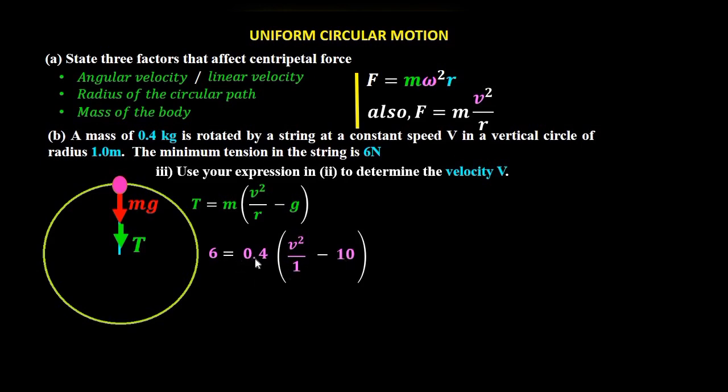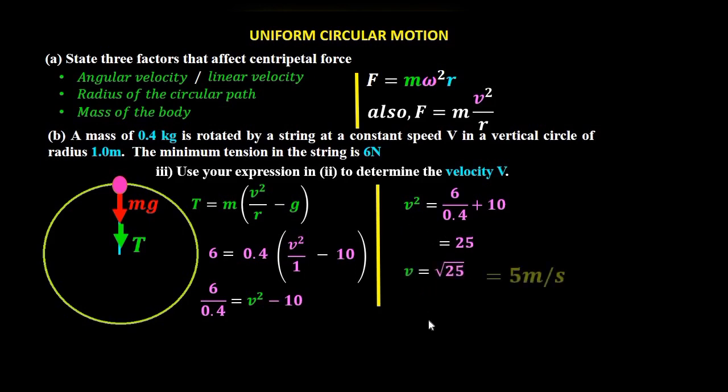Now with this, if we divide both sides by 0.4, we are going to have 6 over 0.4 is equal to v squared minus 10. Remember, v squared over 1 is just v squared. And then taking negative 10 to the other side, we realize v squared becomes 6 over 0.4 plus 10. And for this reason, v squared is 25. If we find the square roots on both sides, v becomes 5 meters per second. And that is the velocity v we are looking for in Roman 3.